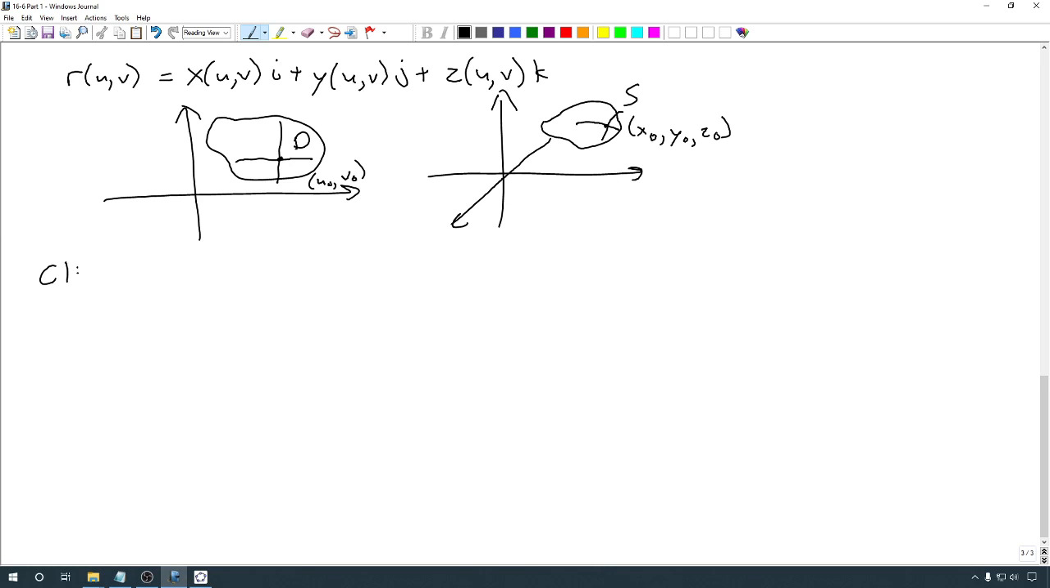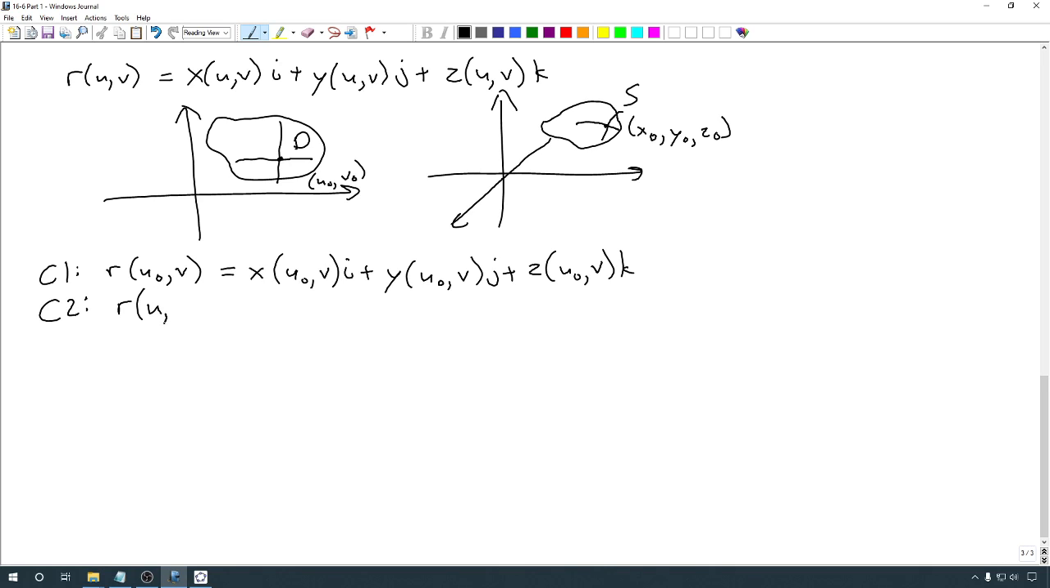We're going to say that C1 is the curve where we're letting the u value be the constant u0, but we allow the v to change. Technically here our components are x of u0, v, and the same thing for the other ones. So now this is an actual curve where the parameter is v. The u0 is just a constant that's being plugged in there. We'll also let C2 be the one where the v is a constant v0.